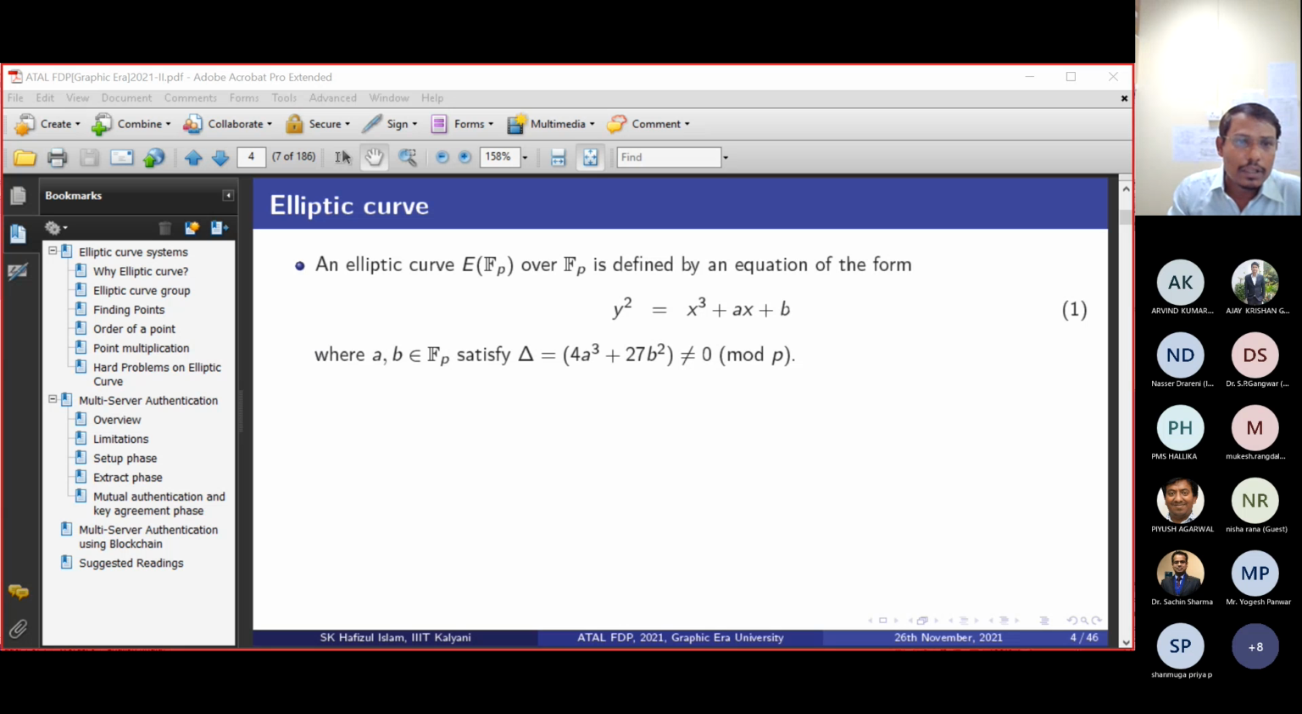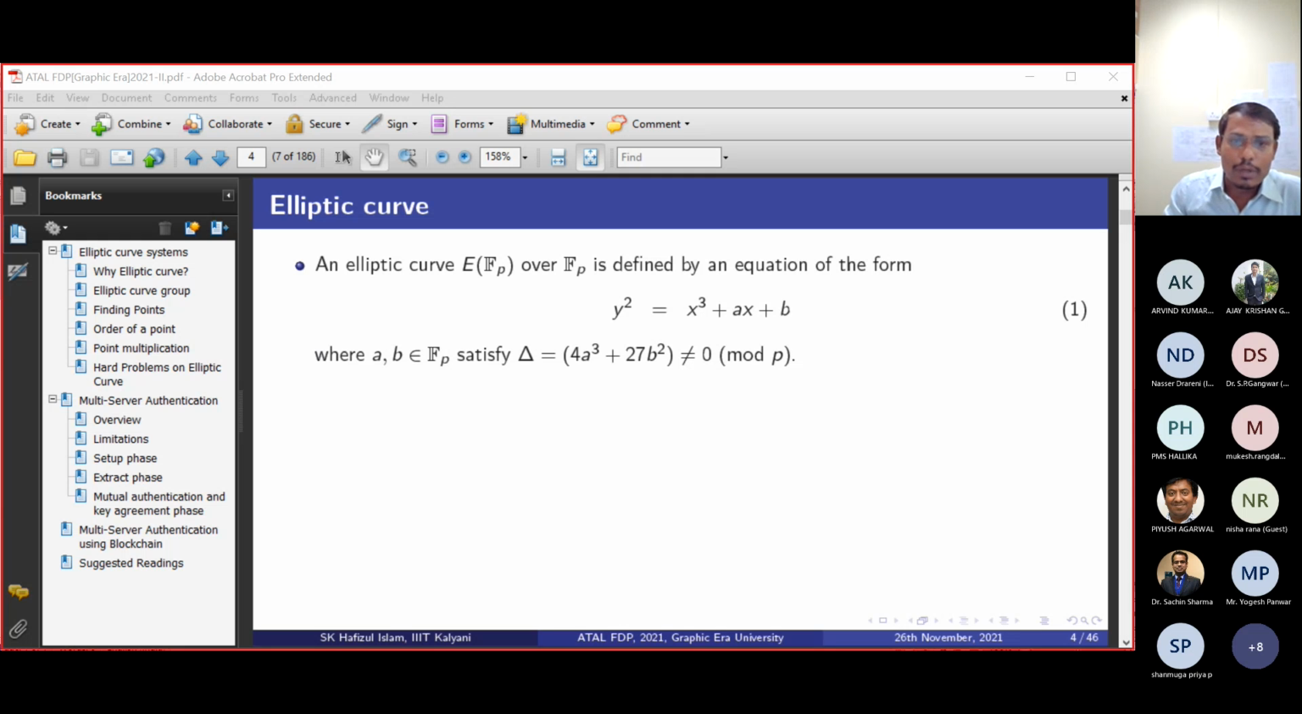So it means E of Fp will provide you a point x comma y, because if you choose the value of x, you will get a value of y, right? So this is a set of coordinates x comma y, which satisfy this equation. So this is the set of elliptic curve points, right? And here the operation is addition.